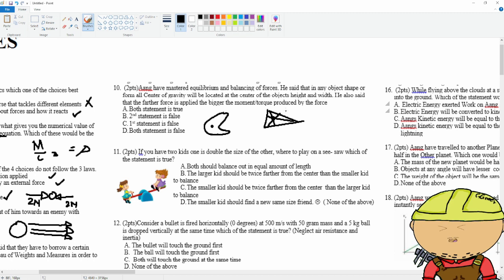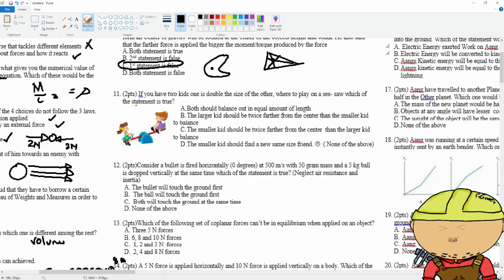He also said that the farther force is applied, the bigger the moment torque produced by force. Yes, torque is force times distance, right? So the bigger the distance, the higher the torque or higher the moment. So second statement is true. First statement is false. Okay, so letter C. If you have 2 kids, the left and the right, if you have 2 kids, one is double the size of the other.